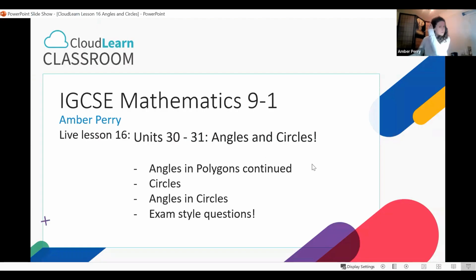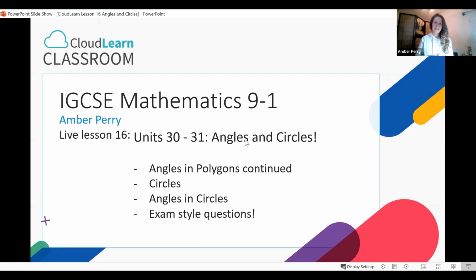Okay, so welcome to lesson 16. Today we are going to be doing more angle work and hopefully moving on to circles, which is going to be this lesson and then the next lesson, which actually won't be in 2 weeks' time because we're stopping for Christmas. It will be in 4 weeks' time.